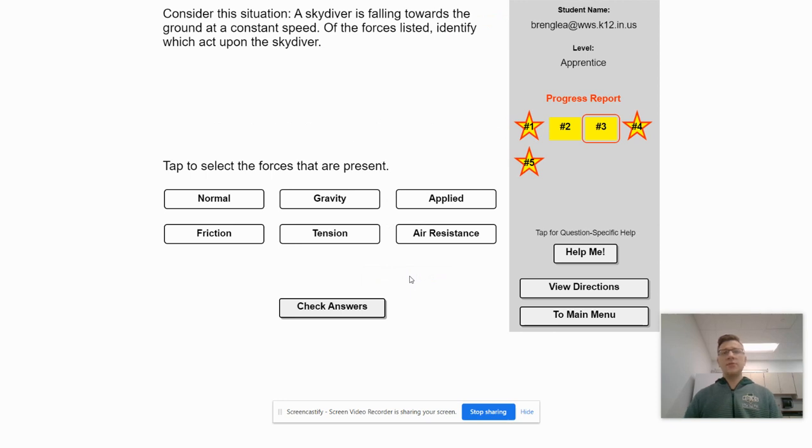Alrighty, a skydiver is falling towards the ground at a constant speed. So we know that gravity is acting on the person. There will not be a normal force because the person's not in contact with anything. There's no applied force because no one is actively pushing or pulling on the skydiver. No friction because not rubbing against a surface. No tension because there's no rope. There is air resistance, and that would be the only way for the person to move at a constant speed. If air resistance was not present and it was just gravity, the person would speed up perpetually.